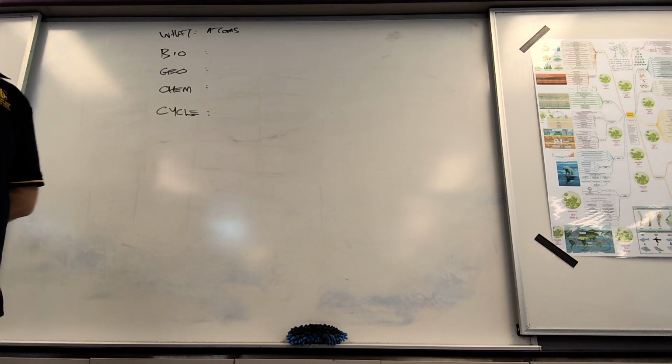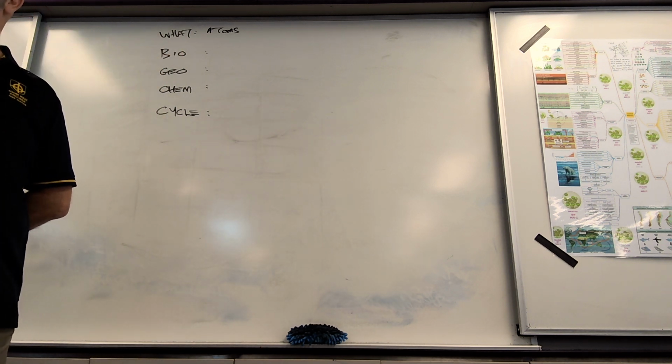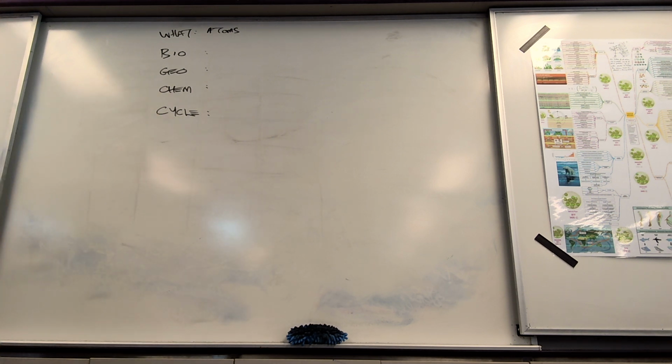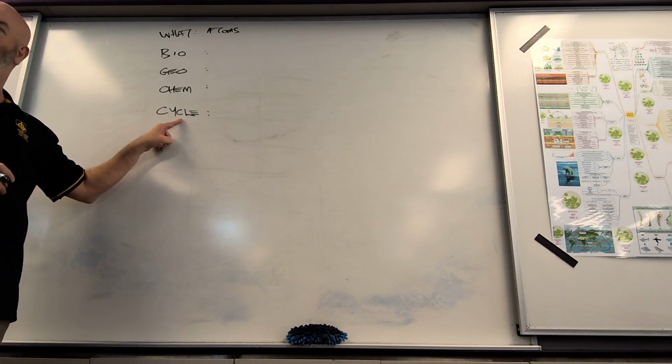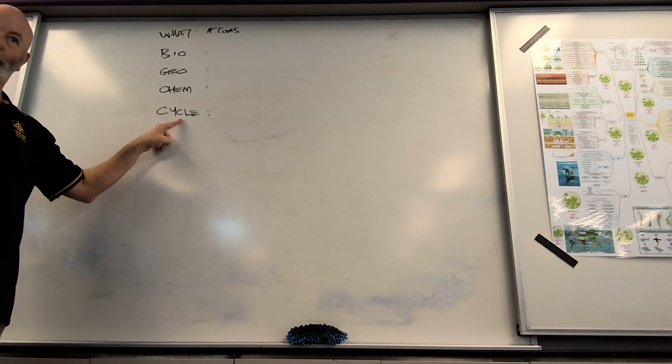Right. So which 2 atoms are we talking about? Carbon and nitrogen. All good? Bio means it's going to move through life. Geo means it's going to move through rock. Chemical means it's going to move through chemical reactions like metabolism. And how can we define cycle without using the word cycle? In a continuous fashion over millions of years. Okay?